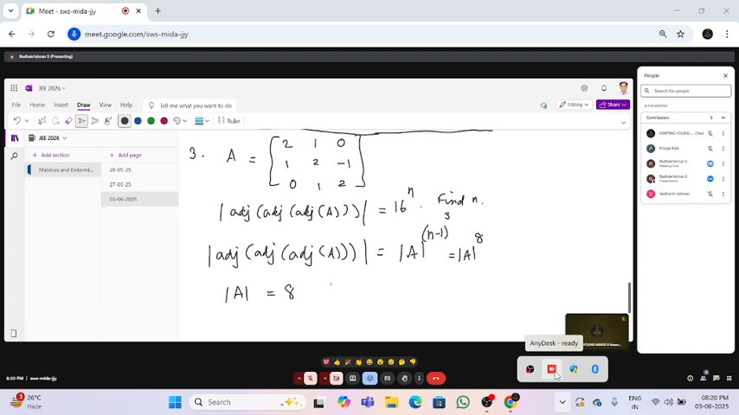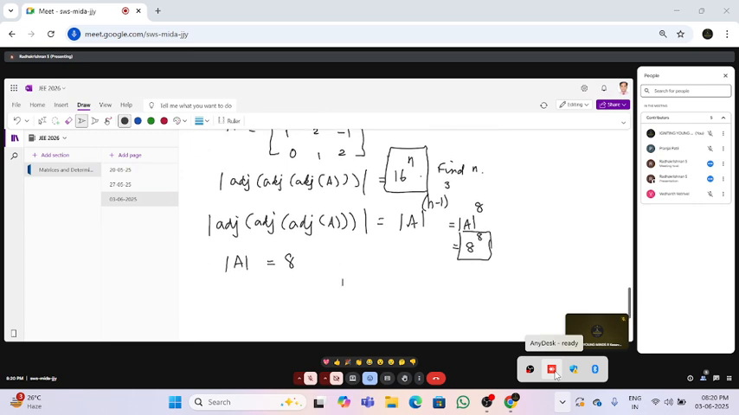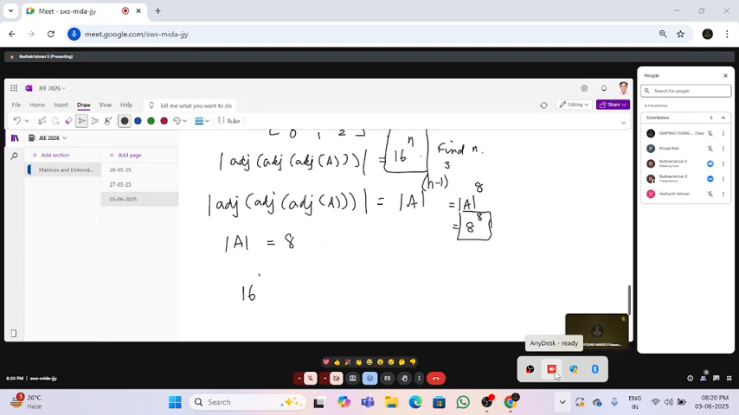Now, therefore, this determinant of adjoint of adjoint A is equal to det A to the power of 8, which is equal to 8 to the power of 8. And it is given that it is equal to 16 to the power of n. So now this reduces to 16 to the power of n equal to 8 to the power of 8, and we have to solve for n. Did you get this far, Pranjal? Yes, sir. The same thing you got, 16 power n equal to 8 power 8. Then what will be the value of n?